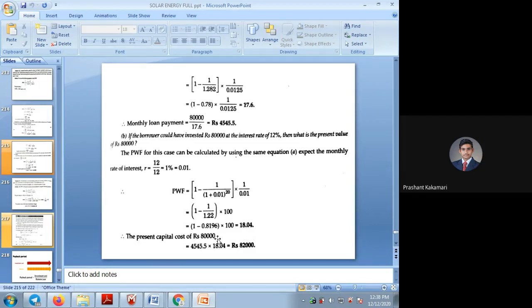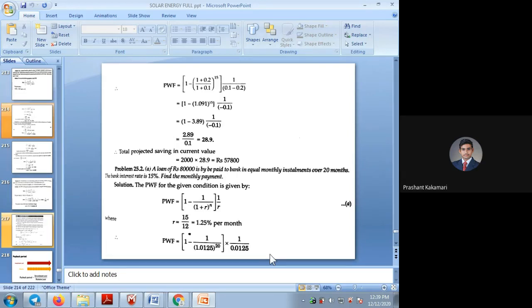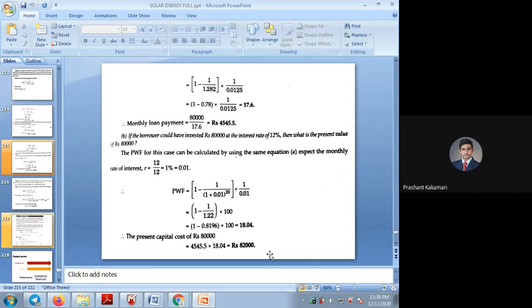Now see the present capital cost of 80,000. How much it will be after, say for example, 20 months. The present worth factor is 18.04, and if they pay the same amount for this present worth factor, then the amount would have increased to 82,000 rupees after 20 months. If the alternative source was there, say for example a fixed deposit or some recurring deposit, they might have earned this much by paying the same amount, 4,545. But if they have spent on the solar plant by taking the loan, then they would have paid 4,545 every month. But there the money is not growing, it is reduced.